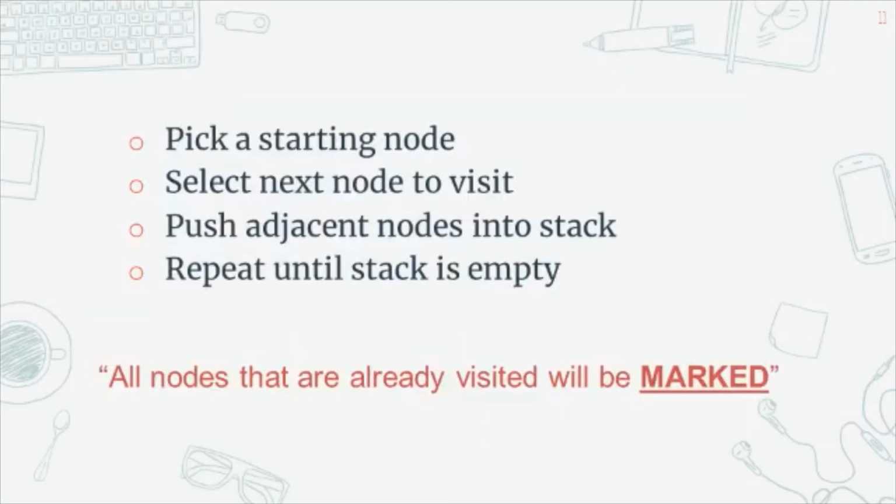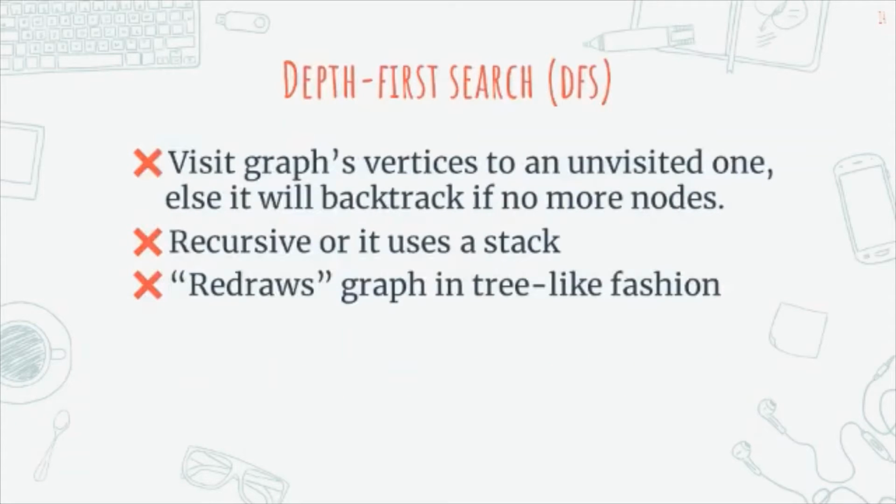I'm going to explain generally how depth first search is implemented with a stack. The first step is to pick a starting node, and it will select the next node to visit. It will push the adjacent node into the stack, and this step will repeat until the stack is empty. Take note, all nodes that are already visited will be marked. If they are not marked, it will become an infinite loop. And the last one is to redraw the graph in a tree-like fashion.